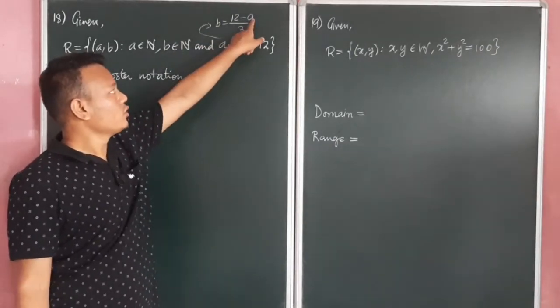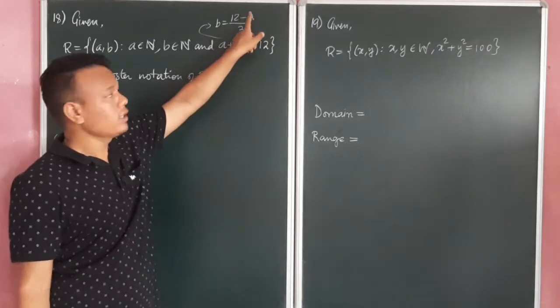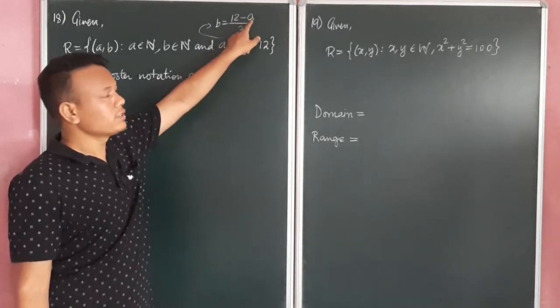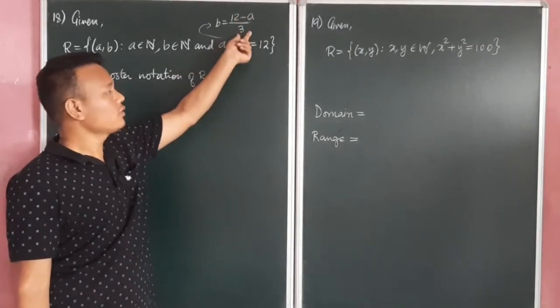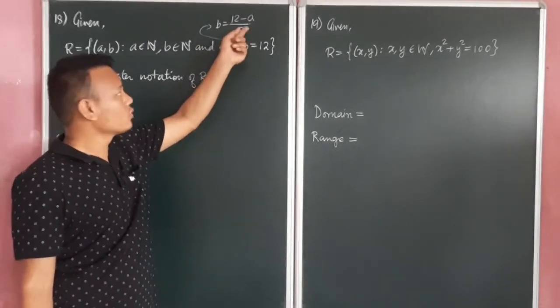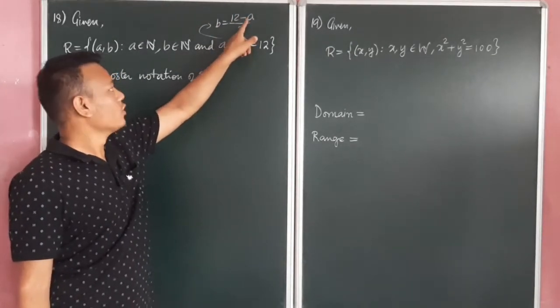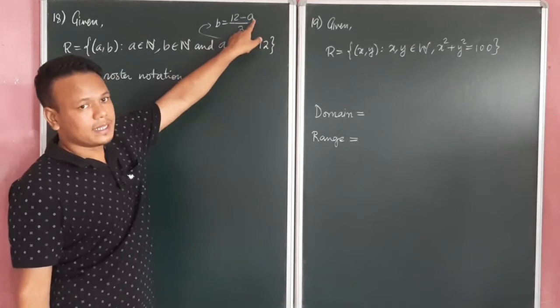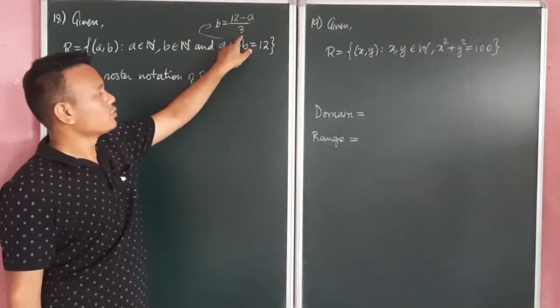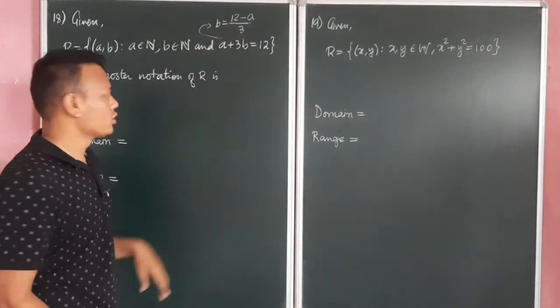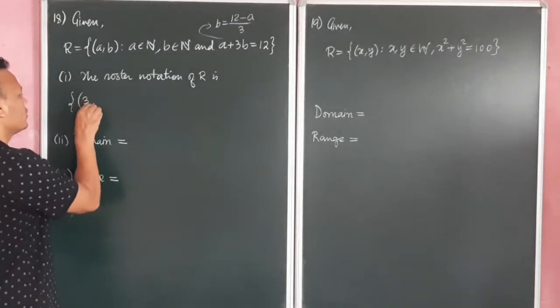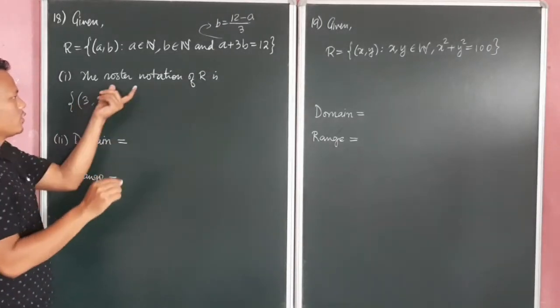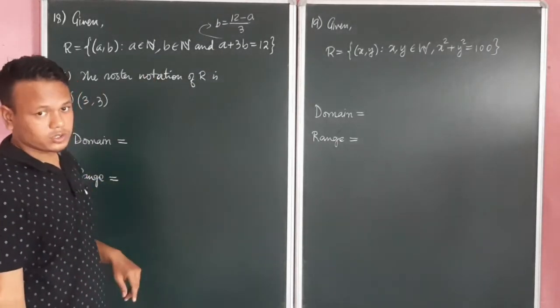So let me choose A to be 3. Okay, so it is 12 minus 3 is 9. So 9 by 3 is 3, isn't it? So B is also turning out to be 3. So when the value of A is 3, then the value of B is also turning out to be 3, and both are natural numbers. So (3, 3) will be the first element of this particular relation.